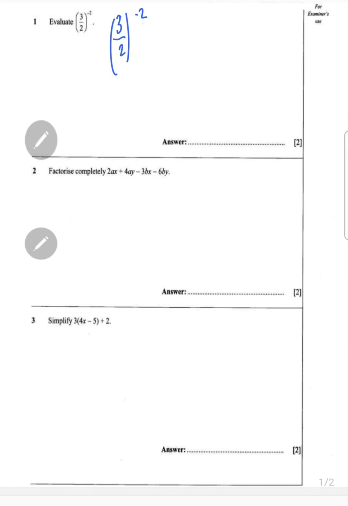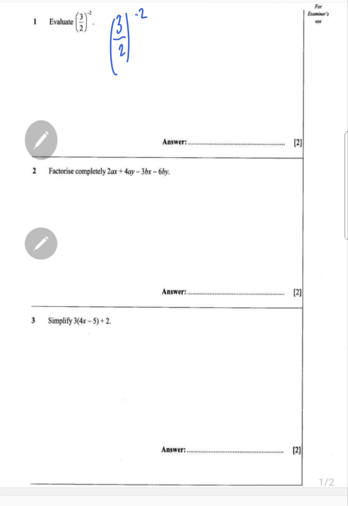Welcome back. In this video, I wanted to solve this question from Mathematics 2022. We just solved the first three questions as you can see from the screen. So the first one is evaluate 3 over 2 to the power negative 2, the one I wrote here. So 3 over 2 to the power negative 2. How are we going to evaluate this?